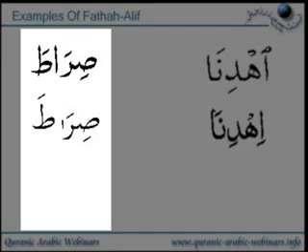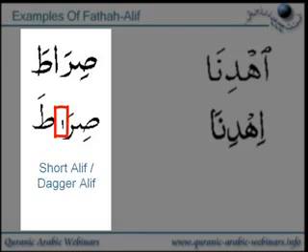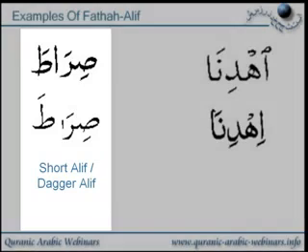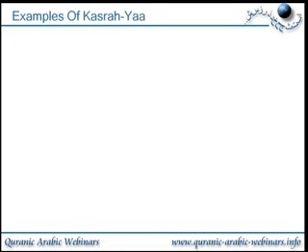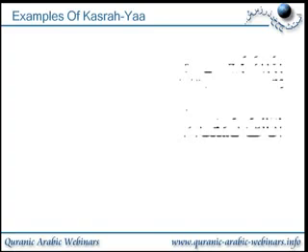So the ra, fatha is followed by the short alif or dagger alif. Okay, so that's what it's called, short alif or dagger alif. Some people call it the vertical alif. It's just like a tiny little alif which is representing the long vowel alif. Examples of kasra ya.